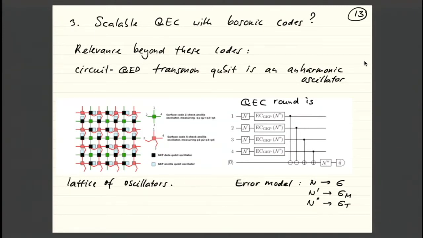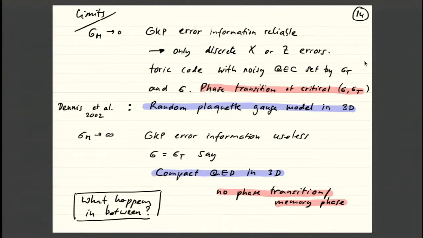So there are several parameters. There is a sigma here of the shifts on the data oscillators. There is an error in the GKP, which I call sigma m, and there's an error in this measurement, which I call sigma t, but which I'll call sigma. And so there are 2 limits that you can easily study. So there are very simple limits.